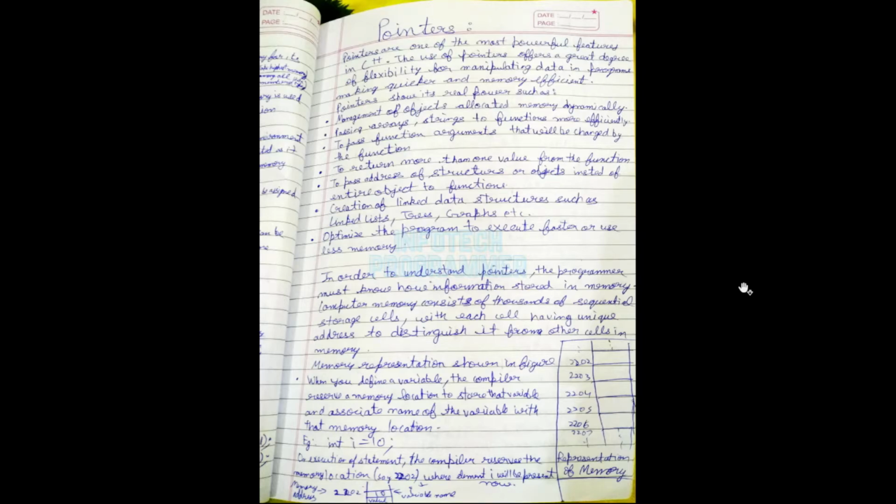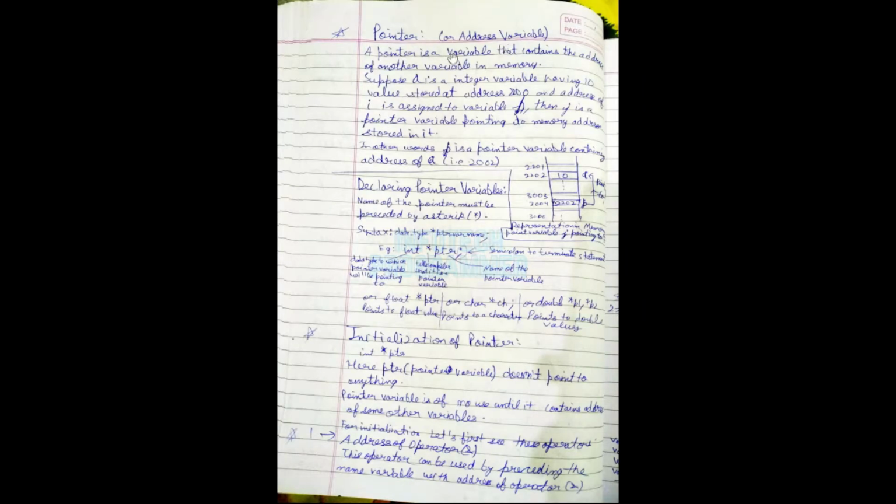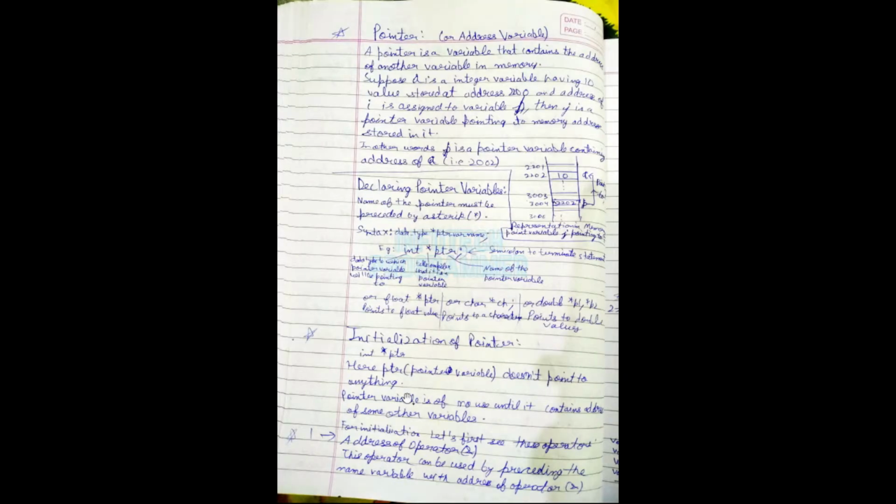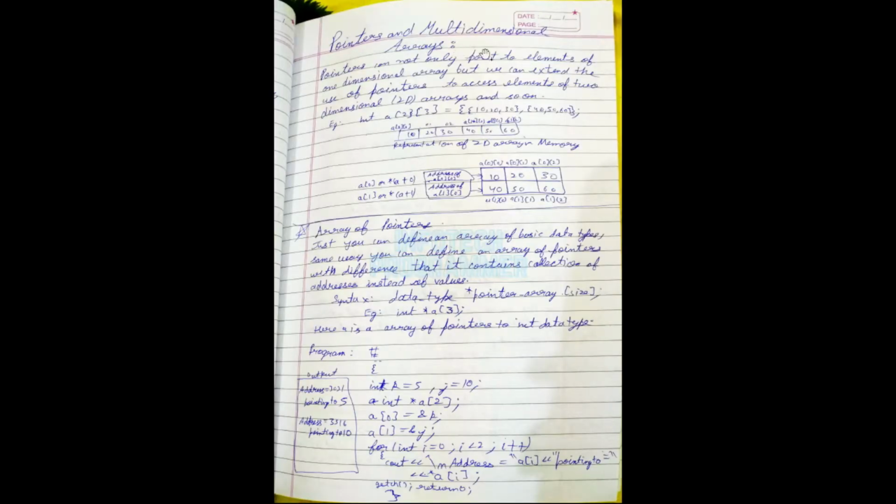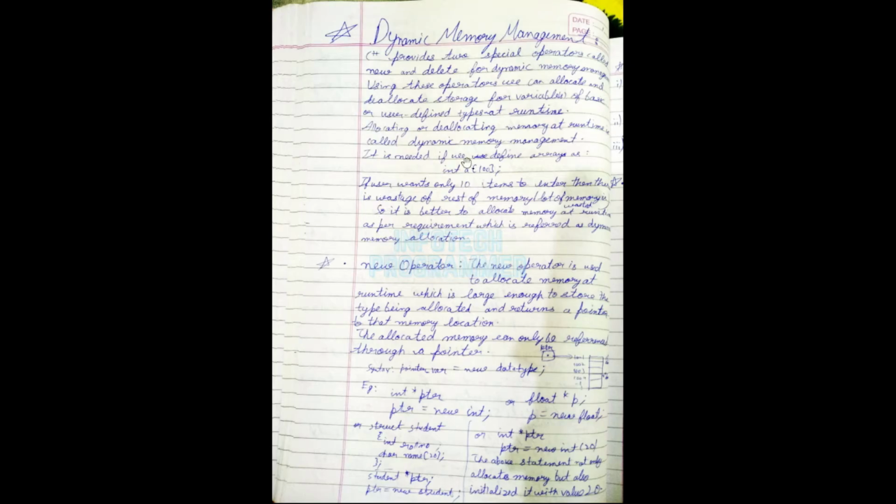But I had explained each and everything in my notes very properly from start to end: how pointers work, what a pointer is, how the address of a variable is stored, how to declare variables, how to initialize a pointer, and how to use the operators with pointers. Along with that, the star operator function and the address of operator function. I had also explained multidimensional arrays, how to work with arrays using pointers, arrays of pointers, and also taught dynamic memory management using pointers.